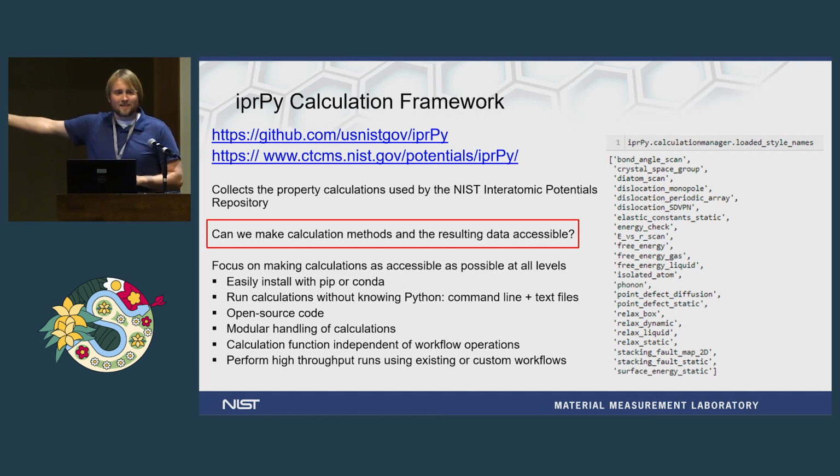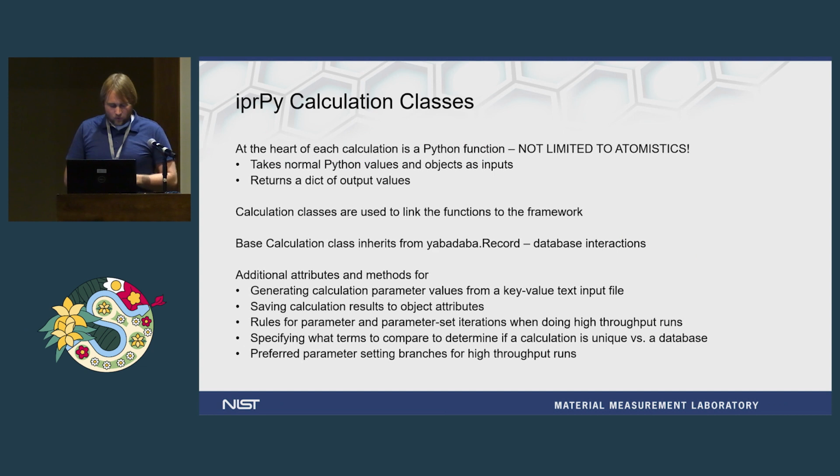And then on the right-hand side is the list of the 24 different calculations that are currently part of this framework. So one last kind of boring slide here is to implement your calculations into the framework. The idea is that every single calculation is just a Python function. And because of that, this is not limited to just atomistics. You can make your Python function do whatever you want.